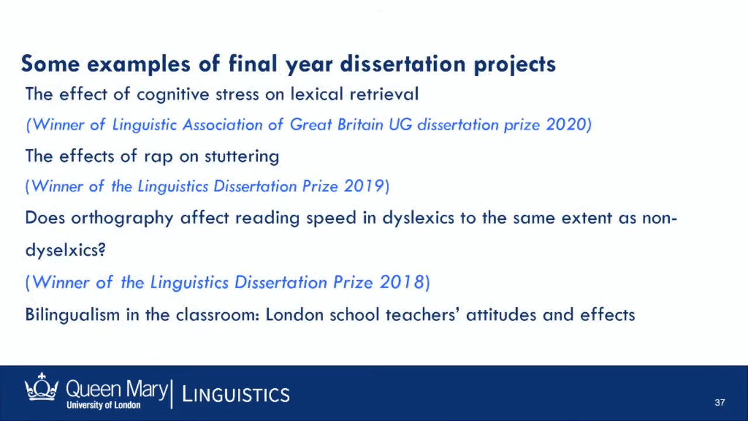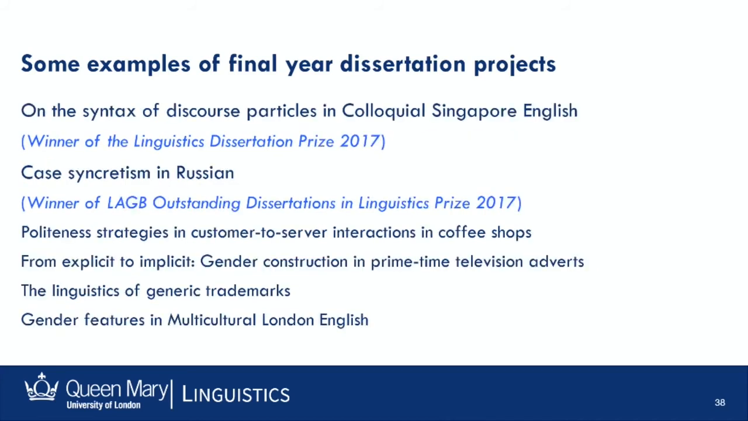Here are some examples of the kinds of projects our students have done in the past. So some students have looked at things like the effect of cognitive stress on lexical retrieval. This means on recalling words, looking at psycholinguistics. This dissertation actually won the Linguistics Association of Great Britain Prize. We've had students look at bilingualism in the classroom, so looking at classroom teaching, whether or not rap affects stuttering, so a speech disorders type thing. Looking at politeness strategies in customer service interactions, so a very different type of project, as well as gender features in multicultural London English.